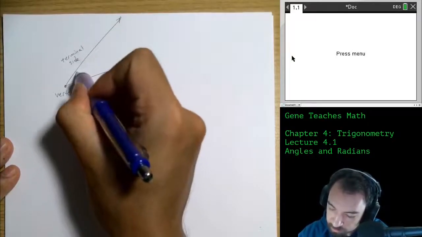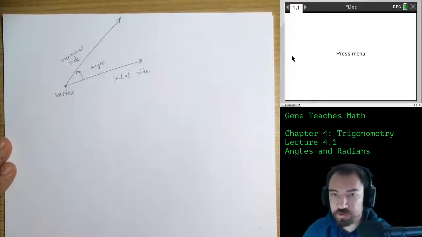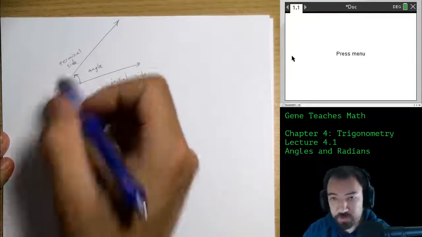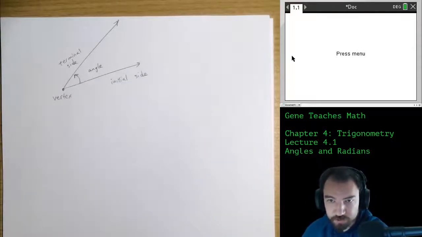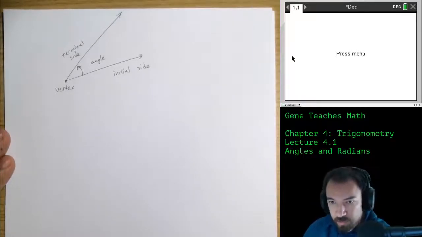And then the angle is going to measure the amount of rotation from initial side to terminal side. And then if I were to construct another angle, perhaps with a different orientation, as long as the amount of rotation is the same, we call those angles congruent. Cool, geometry. Now, in this chapter, we're going to discuss this thing called standard position.